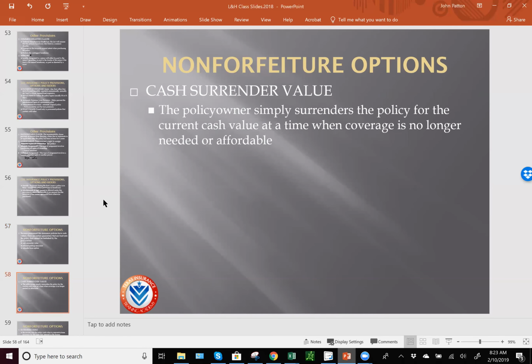First, cash surrender. The policy owner simply surrenders the policy for the current cash value at a time when coverage is no longer needed or affordable. So you surrender your policy and they send you your money.